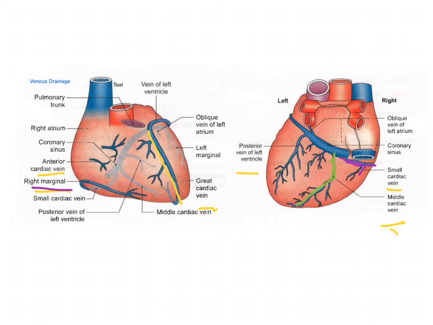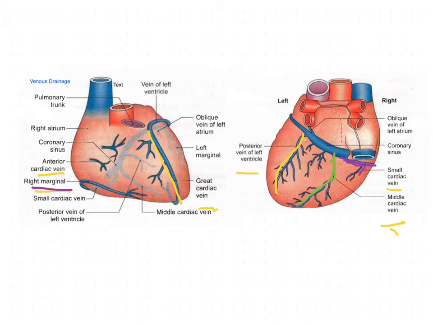This runs on the diaphragmatic surface of the left ventricle. So this posterior vein runs on the diaphragmatic surface of the left ventricle and ends in the middle of the coronary sinus. So this normally ends in the middle of the coronary sinus.